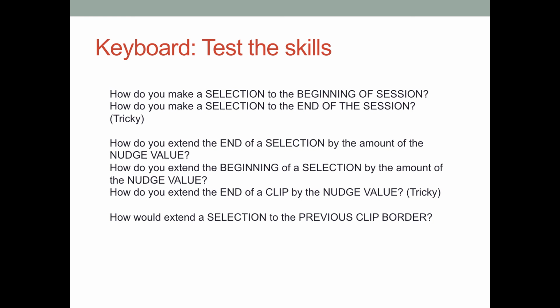And then how do you extend the end of a clip by the nudge value? So this is tricky. So you would extend the end of a clip. It does not have selection in there, so that's the sucker move there. So for the end of a clip, you just hit Command and then plus or minus, and it would extend that. Or if you're on a PC, Control plus or minus. How would you extend a selection to the previous clip border? You would hit Shift, Option, and Tab.